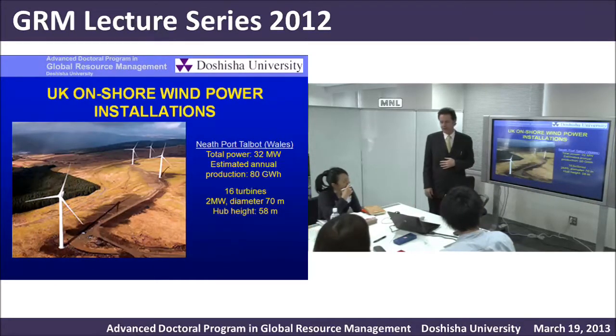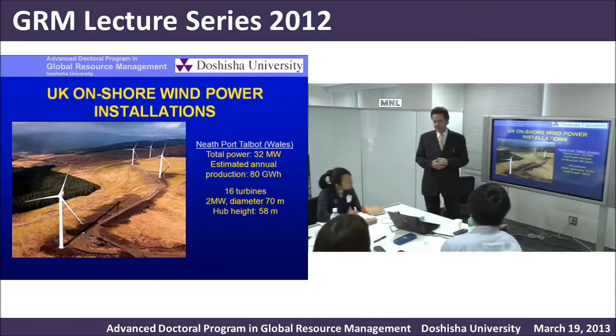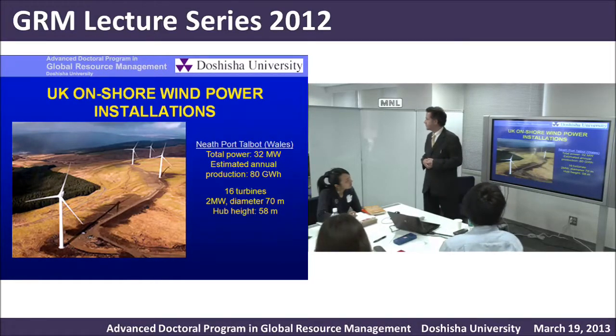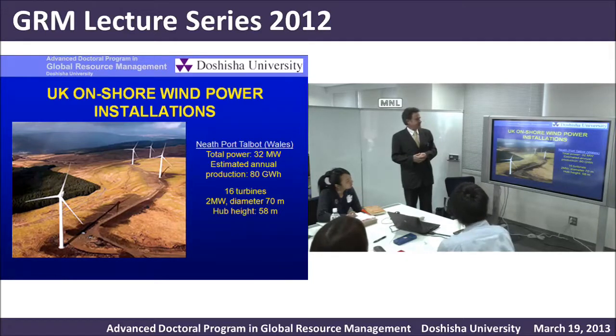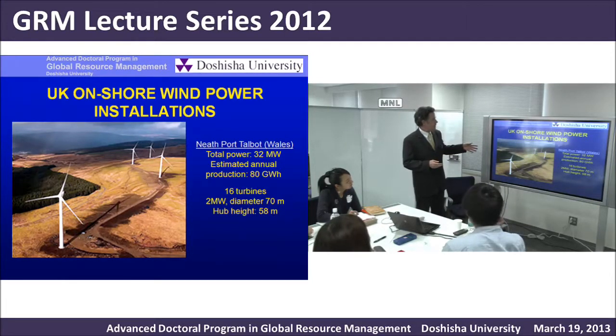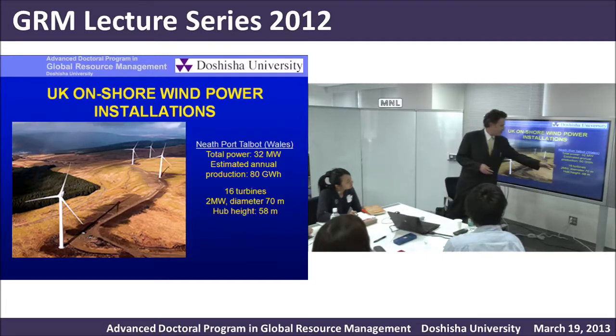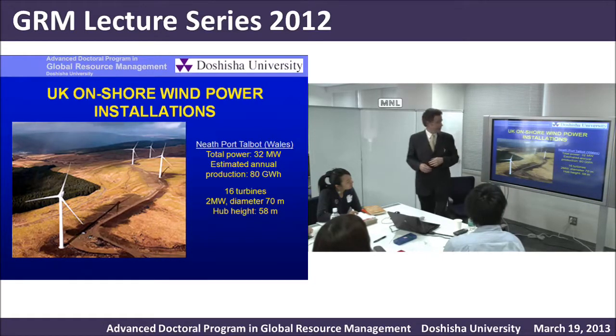I thought we'd show some pictures because, you know, we can have data and equations, but pictures are very nice. This is from my country, Wales. This is Neath Port Talbot. It's a beautiful countryside. And you can see this is an example of a 32 megawatt site, 16 turbines, 2 megawatts each, so they're very big units. 70 meter diameter, and the height here is 58 meters.